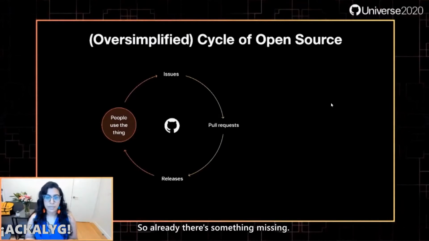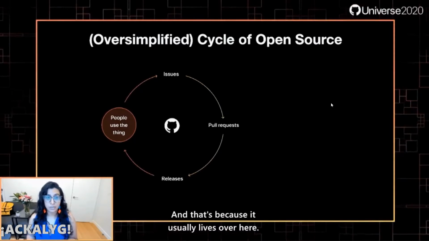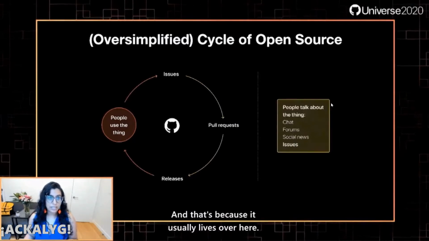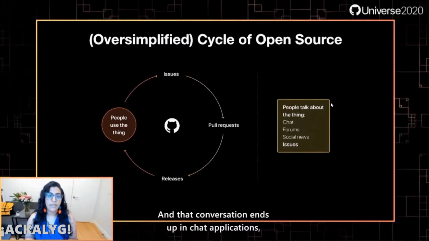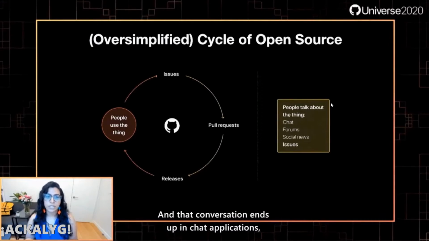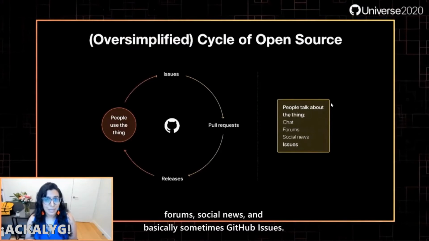So already there's something missing, and that is where the conversation lives. And that's because it usually lives over here, outside of the cycle. Products ignite ideas and facilitate conversations, and that conversation ends up in chat applications, forums, social news, and basically sometimes GitHub issues.